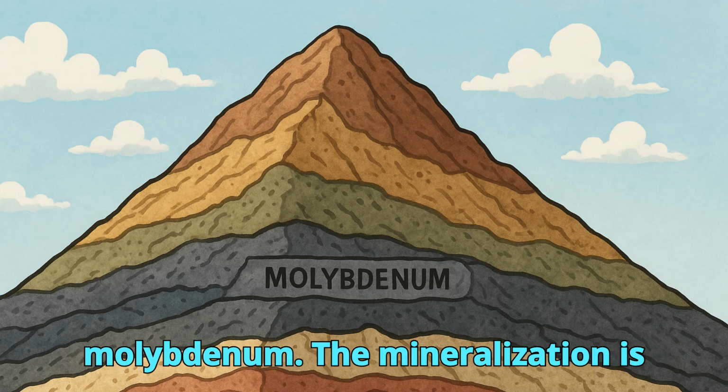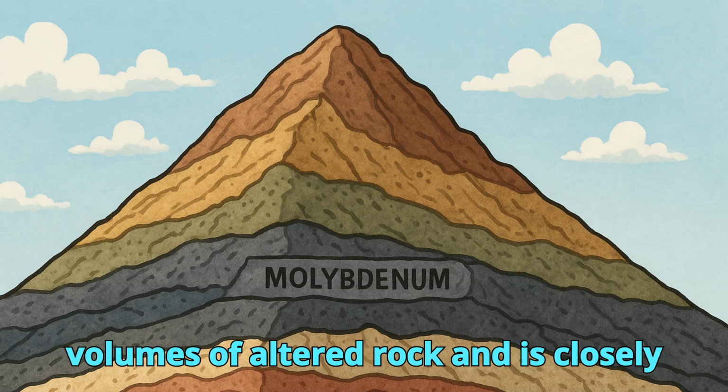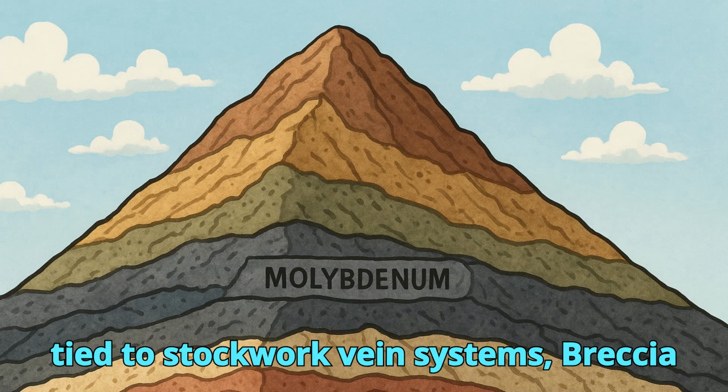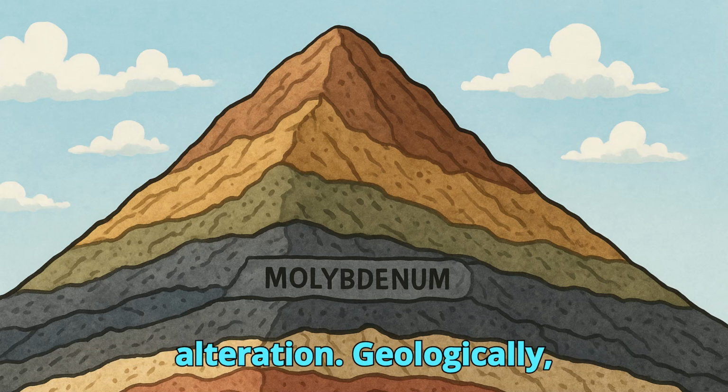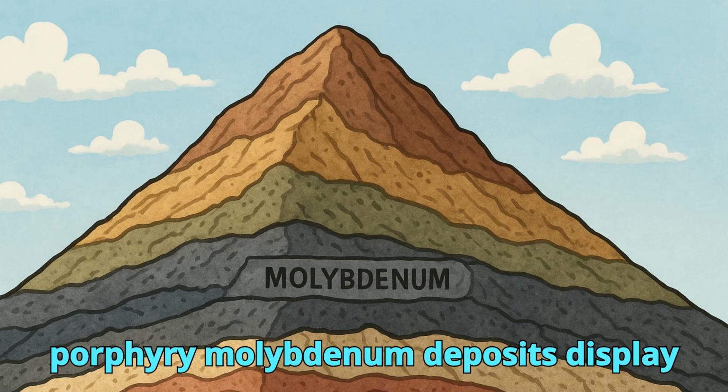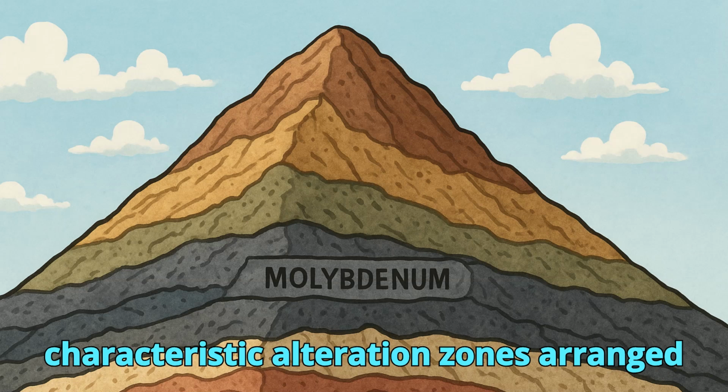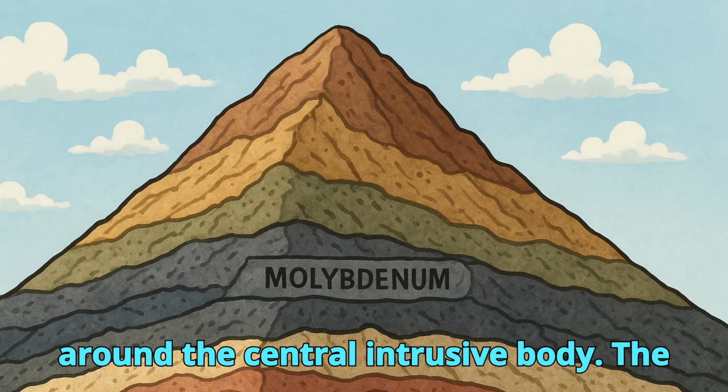The mineralization is typically disseminated throughout large volumes of altered rock and is closely tied to stockwork vein systems, breccia zones, and pervasive hydrothermal alteration. Geologically, porphyry molybdenum deposits display characteristic alteration zones arranged around the central intrusive body.